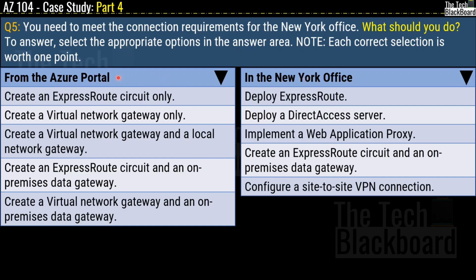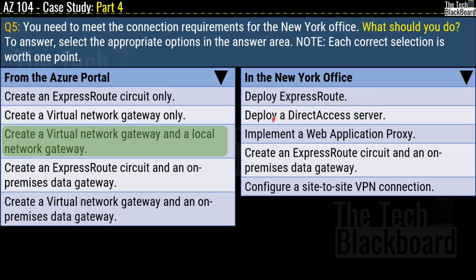Looking at the Azure portal options, we have create an express route circuit only. Then we have create virtual network gateway only. The third option given is create virtual network gateway and a local network gateway. Fourth option is create an express route circuit and on-premises data gateway. The fifth option is create virtual network gateway and on-premises data gateway. And friends, the correct answer to this part of the question is to create a virtual network gateway and a local network gateway.